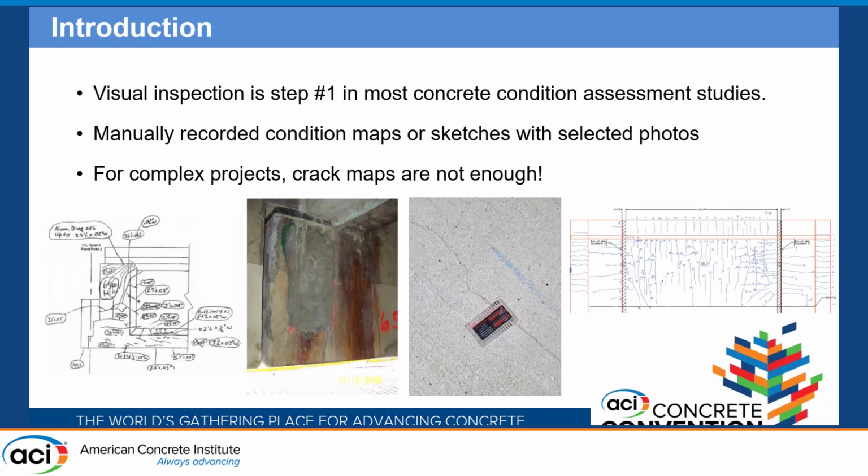So, as we may know, visual inspection is typically the first step in most concrete condition assessment studies. Engineers and inspectors will manually record condition maps and sketches, and then take selected photos of specific defects or anomalies. However, for complex projects where you do have a lot of anomalies on the surface, as you can see in the examples above, crack maps are just not enough. They're very confusing, and again, you only really take selected photographs of the most important, let's say, defects. A complementary tool that can be used for this particular limitation is photogrammetry.